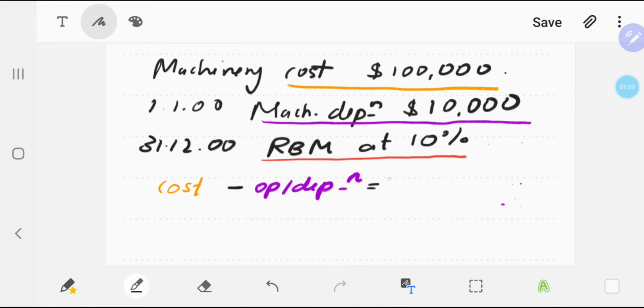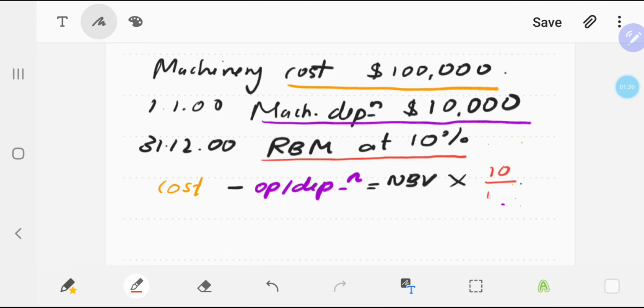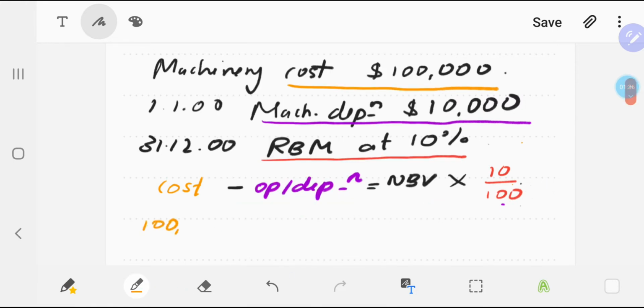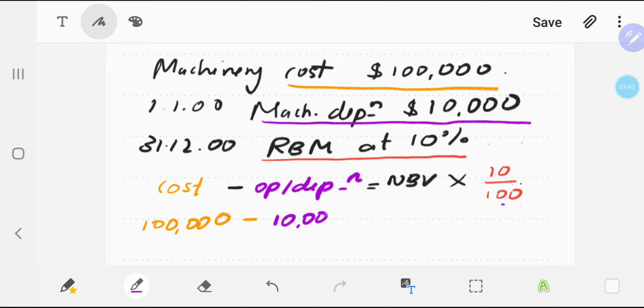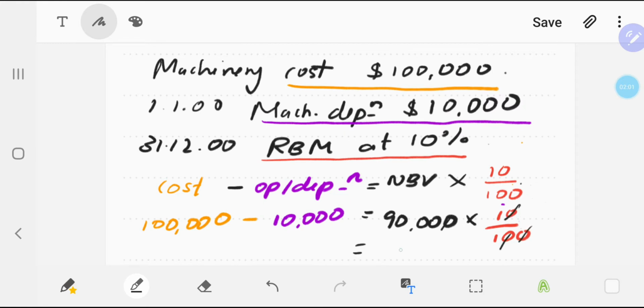By doing this, you can find your net book value, and then you apply the percentage, which is 10 over 100. Your cost of machinery is 100,000 and your opening depreciation is worth 10,000. Therefore, your net book value, the difference between 100,000 and 10,000, gives you 90,000. And then calculate 10 over 100. Cancel the zeros. Therefore, the answer that you get would be 9,000 for 31st/12/2000.